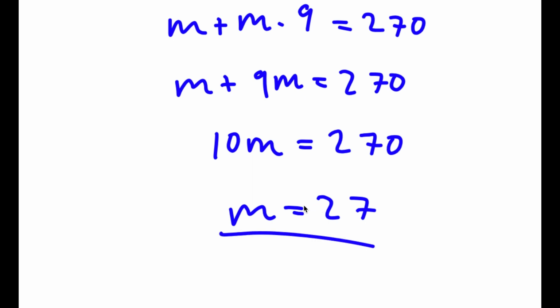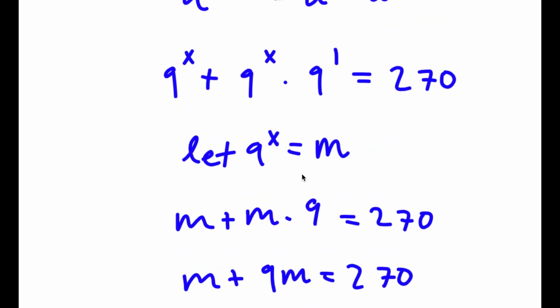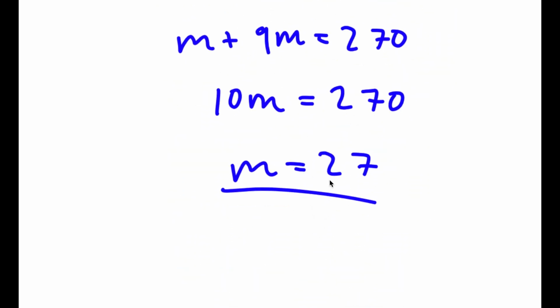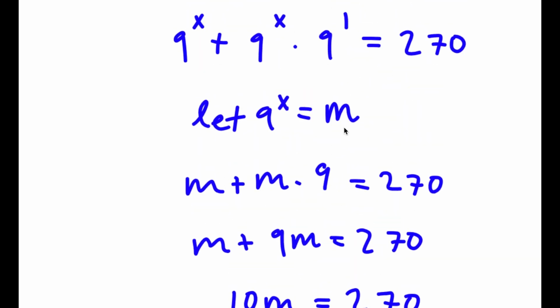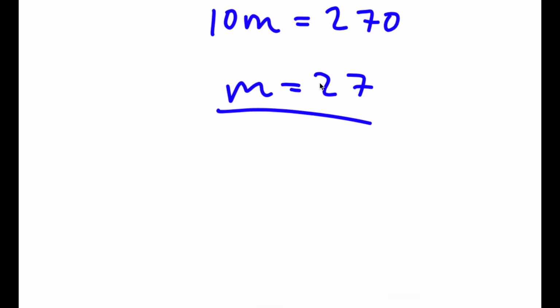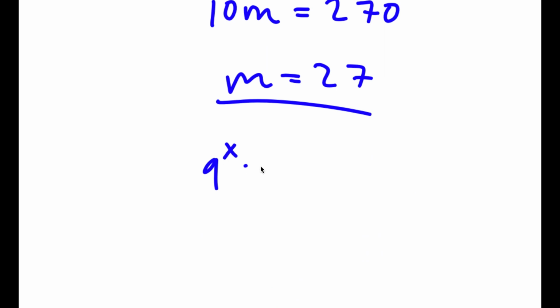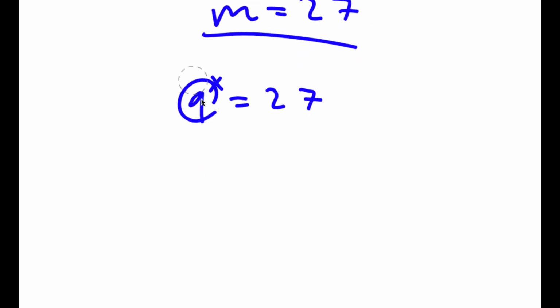So we got the value of m, but we're actually looking for the value of x. So if m is 9 to the power of x, then I get 9 to the power of x is equal to 27. So to solve this, I'm going to rewrite 9 here as 3 squared. So now I have 3 squared to the power of x is equal to 27. Now I'm going to rewrite 27 as 3 to the power of 3.